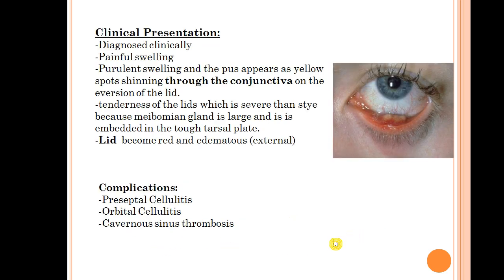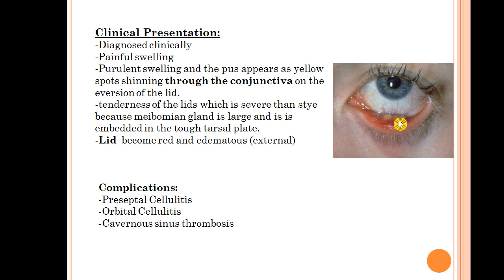Now let's talk about the clinical presentation. Like the chalazion and Hordeolum externum, it is also diagnosed clinically. There will be painful swelling, as we have said. Moreover, there will be purulent swelling. Since it is an infection by Staph aureus, pus formation will be there, and the pus appears as a yellow spot shining through the conjunctiva. You can see the pus as yellow spots shining on the conjunctiva on the inner side, and you can see that on eversion of the lid.